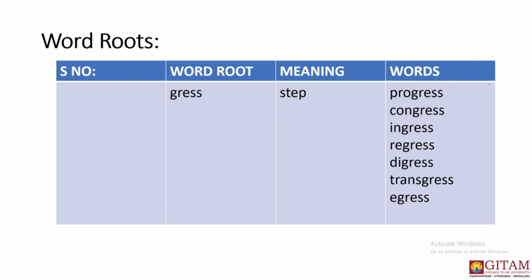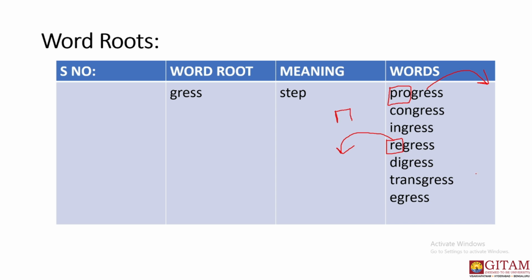Now we are done with root words, but we have one last root word, and after this, we are summarizing the session. Now see, gress means to step. Now answer this. Pro means forward. What if you all step forward? That is progress. Now re means back or again. What if you all step backward? That is regress, right?